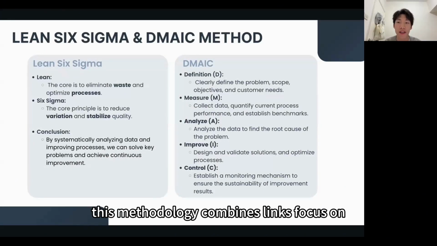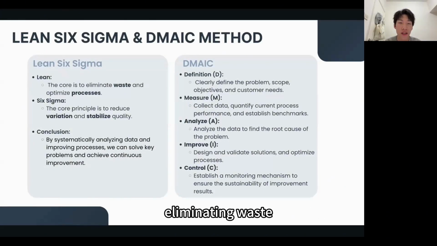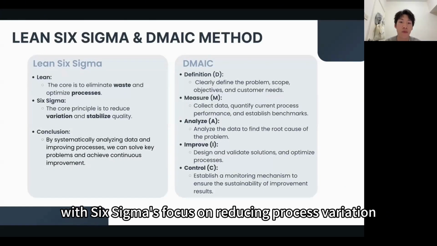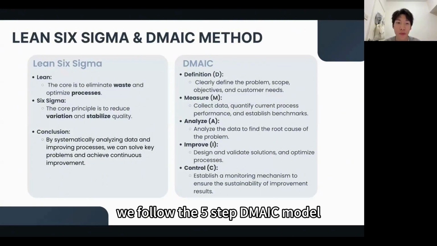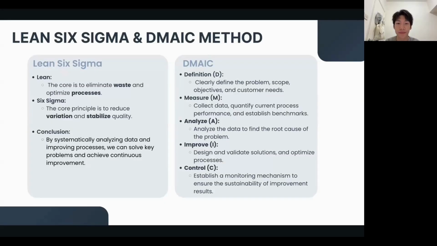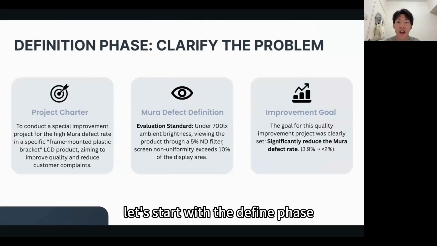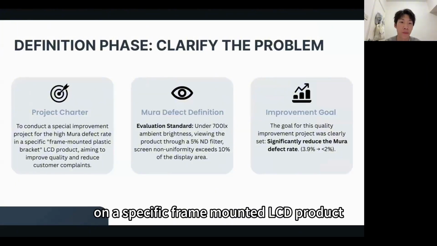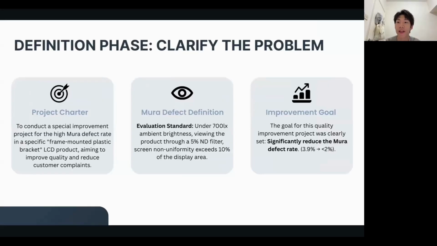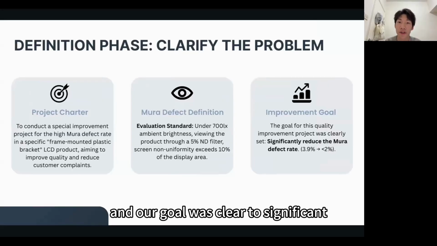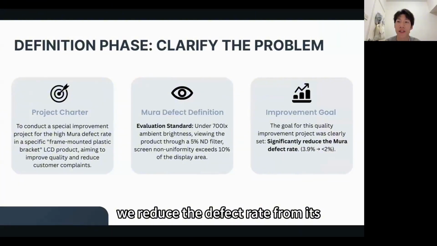This methodology combines Lean's focus on eliminating waste with Six Sigma's focus on reducing process variation. We follow the five-step DMAIC model to structure the project. Let's start with the define phase. Our project charter was to fix the high mirror rate on a specific frame-mounted LCD product. We defined a defect as any screen with over 10% non-uniformity. And our goal was clear: to significantly reduce the defect rate from its initial 3.9% down to under 2%.